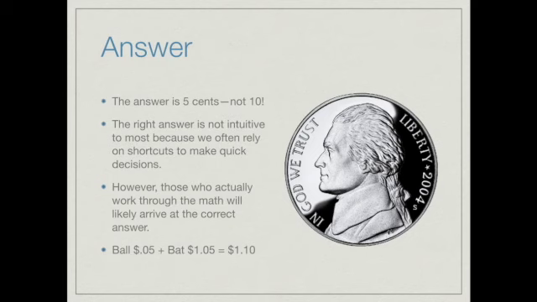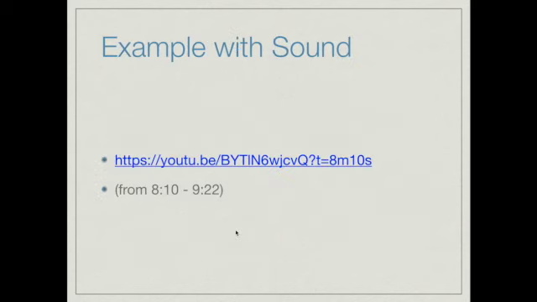Many people probably did this quickly in their head and intuitively thought 10 cents. But the answer isn't intuitive, because although relying on quick shortcuts is generally useful, those who actually work through the math problem will see that in this case, it's not right. So the ball costs 5 cents. You add together the bat that costs $1.05, so $1 more than the ball, and that equals $1.10.